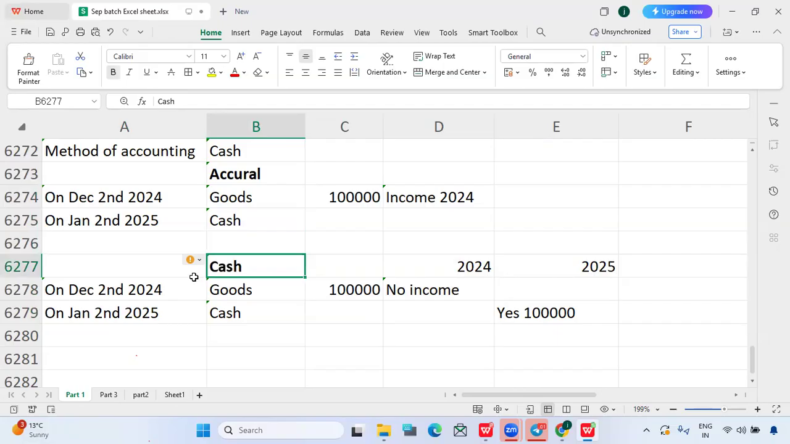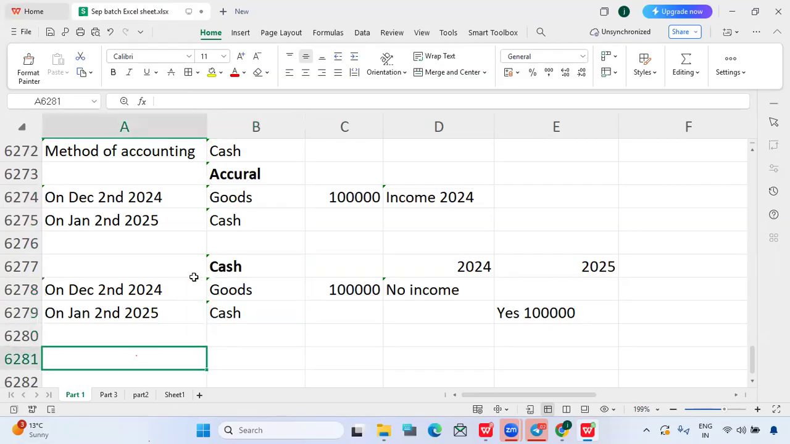Any questions or confusions in this? If no questions, I will explain the constructive receipt concept. This is very important in the exam. Constructive receipt of income. This is clear, guys?